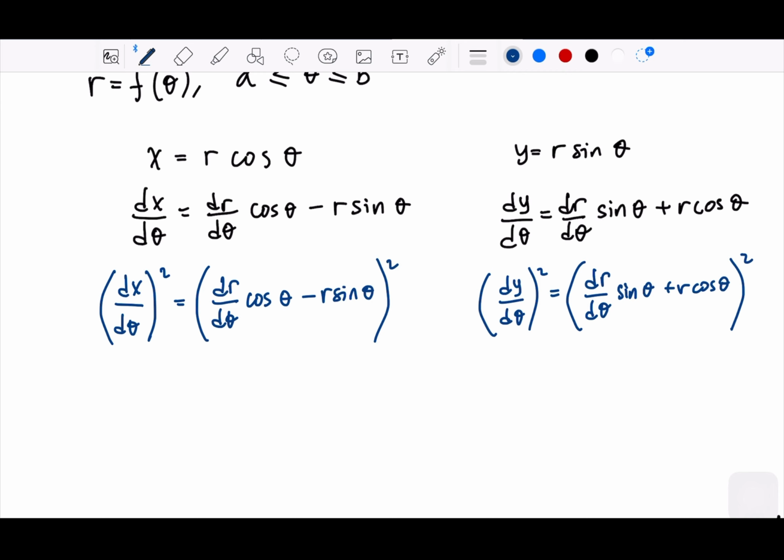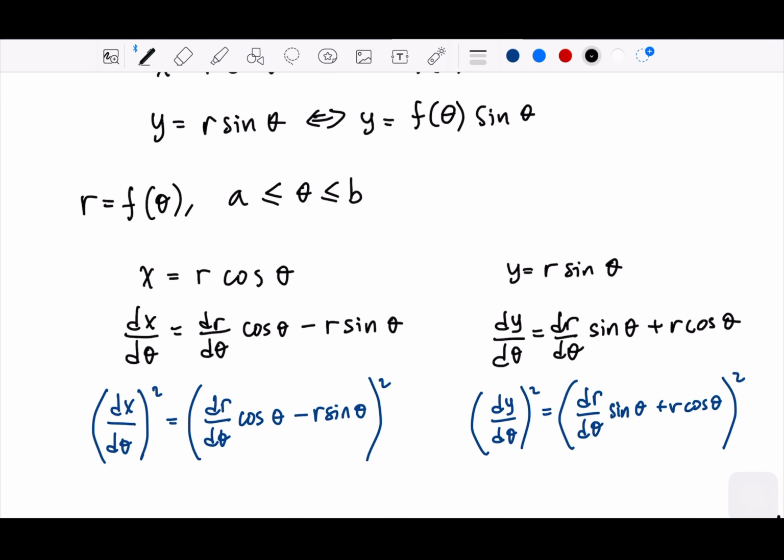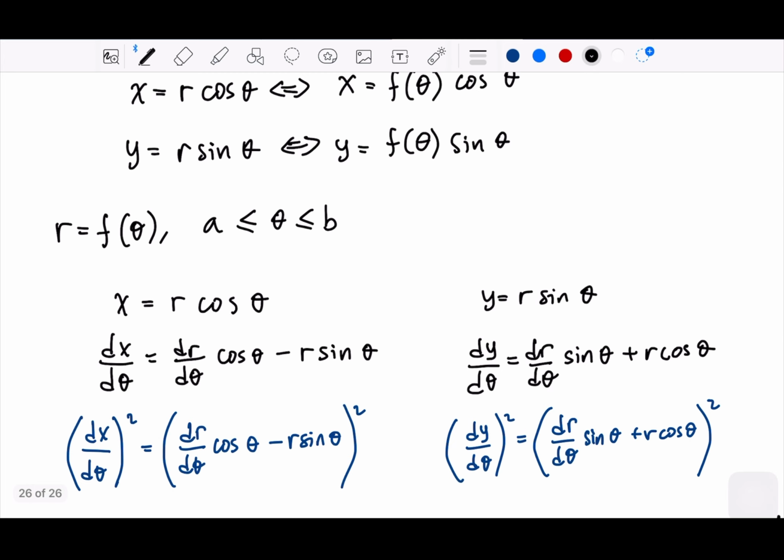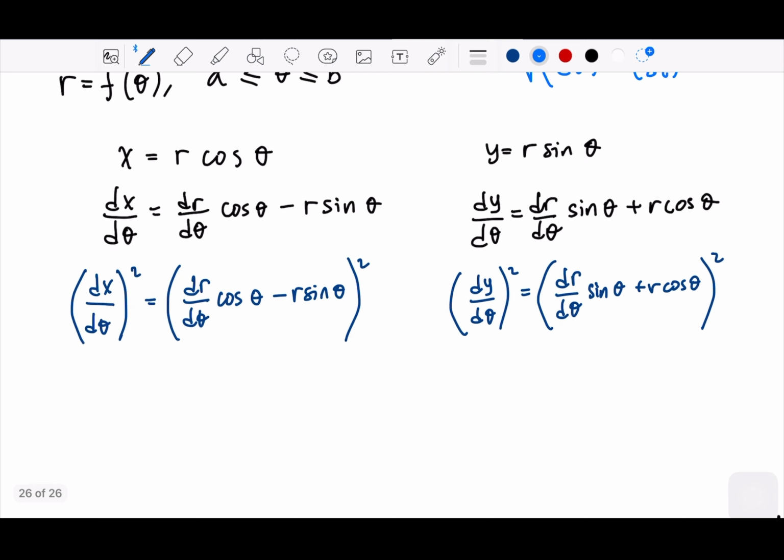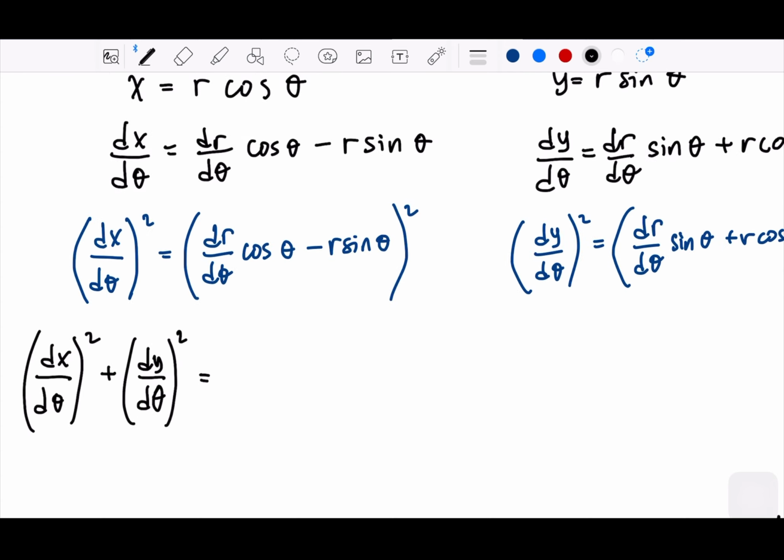And then remember, in parametric, we have the arc length in this structure, right? So we need to add both of them. So let's do that. So let's add these two, and try to solve each one of them.